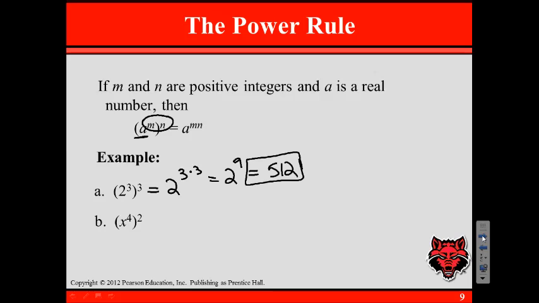In the next example, we have x to the 4th raised to the 2nd power. So because we have multiple exponents, we will multiply those exponents. And the result is x to the 8th power.